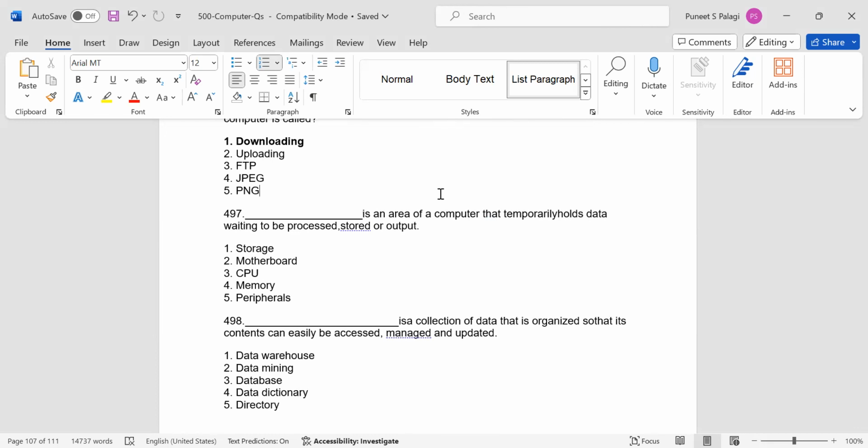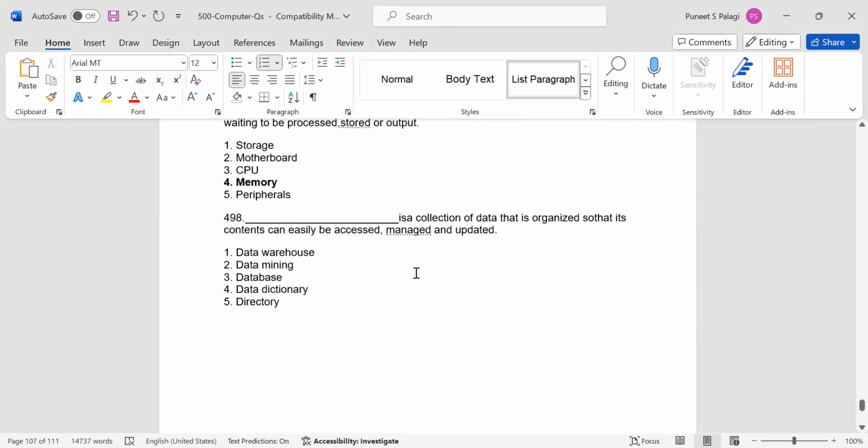Cache is an area of a computer that temporarily holds data waiting to be processed, stored, or output. It is memory. Dash is a collection of data that is organized so that its contents can be erased, accessed, managed and updated. This is database.